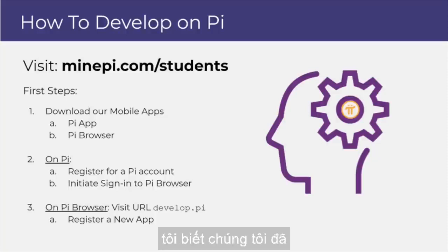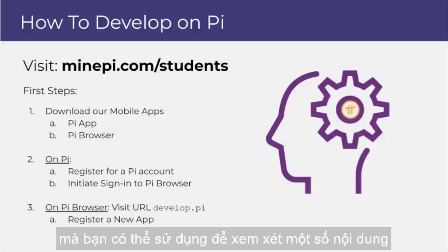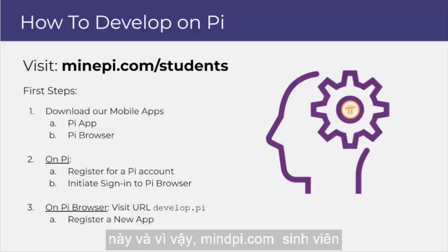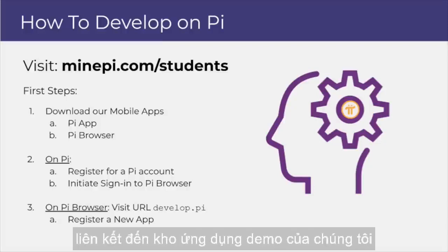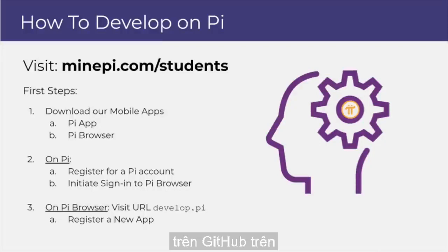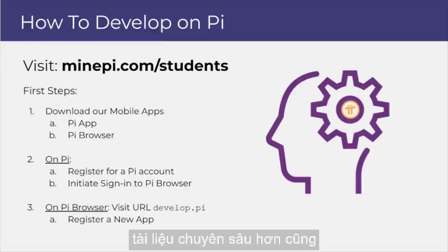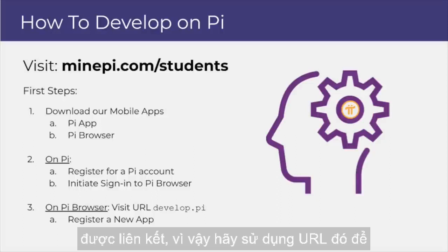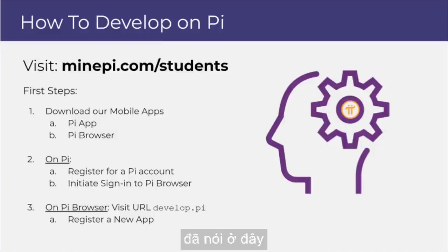So I know we've thrown a lot of information at you, and I want to give you some resources that you can utilize to review some of these things. mindpy.com/students is the URL that you can visit that has links to a lot of these resources we've been showing you as the presentations. We also have links to our demo app repository, which is on GitHub, on that page as well. And then there is some more in-depth documentation that is linked also. So utilize that URL for obtaining a lot of information that we spoke about here.